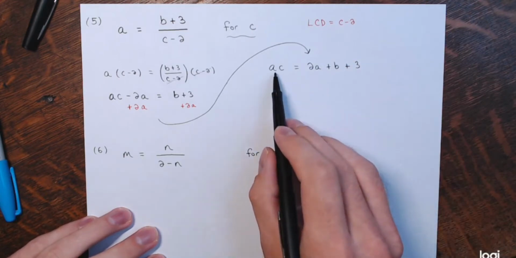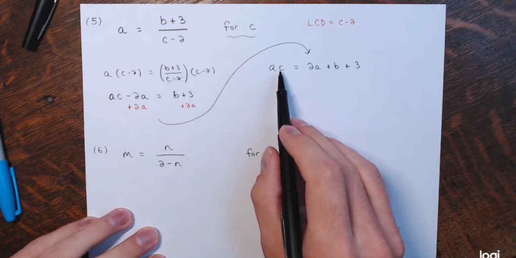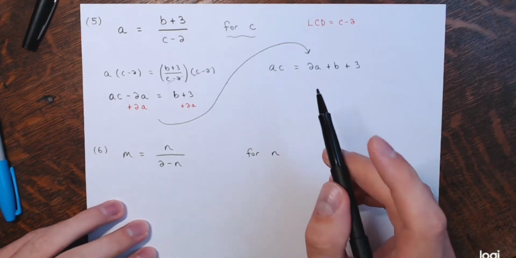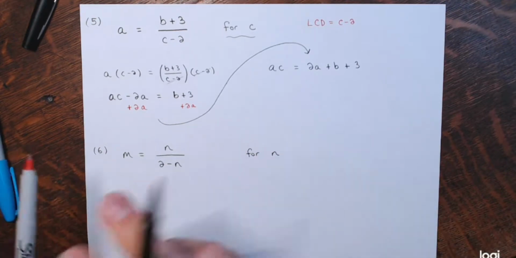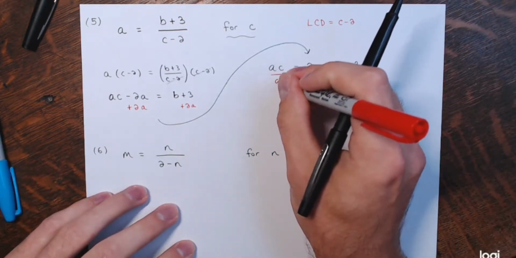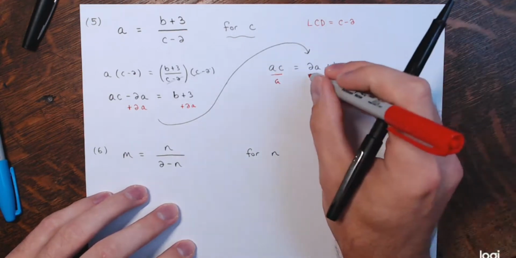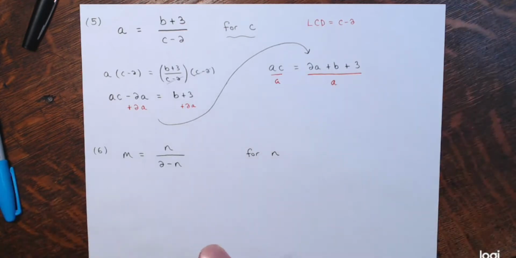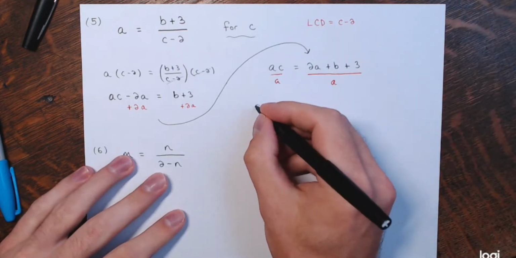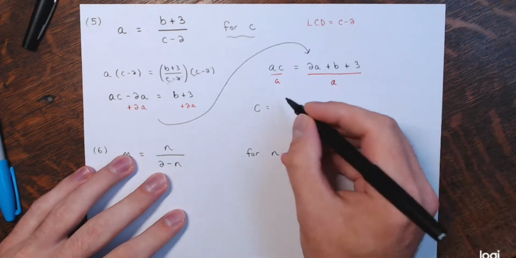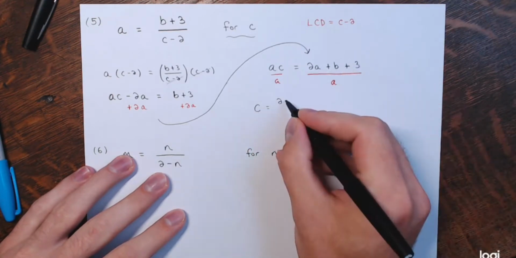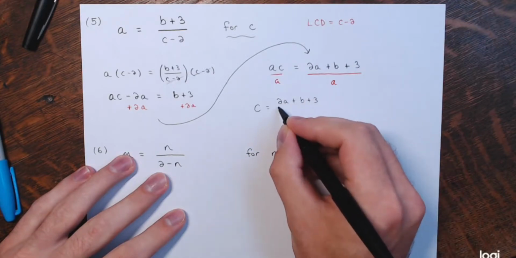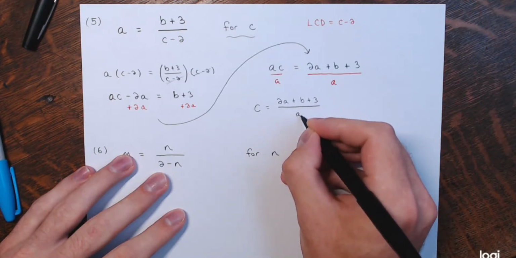And again, I want c alone. Once you have all the terms with the variable you want on one side, and terms without that variable on the other, you're going to perform some sort of division, and that would be division by a. I would divide this side by a, canceling the a, leaving me with c alone, and divide this entire expression on the right side also by a. Do the same thing to both sides. So c equals 2a plus b plus 3 in the numerator divided by a in the denominator.